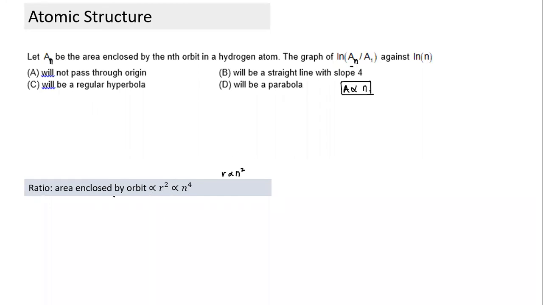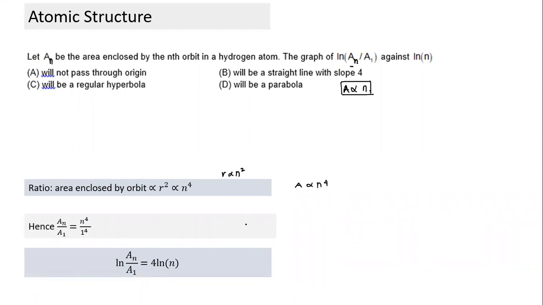Since the question is area enclosed, area is proportional to the square of the radius. And why I'm writing radius: we know how radius varies with n. Radius varies as square of n, and since it's squared, n to the power 4. So I got a relation: A is proportional to n to the power 4. Now it's easy. So A_n by A_1 is equal to n^4 by 1^4. And then we take log of both sides, because this question is about log of both sides. When you take log of both sides, we get an answer.